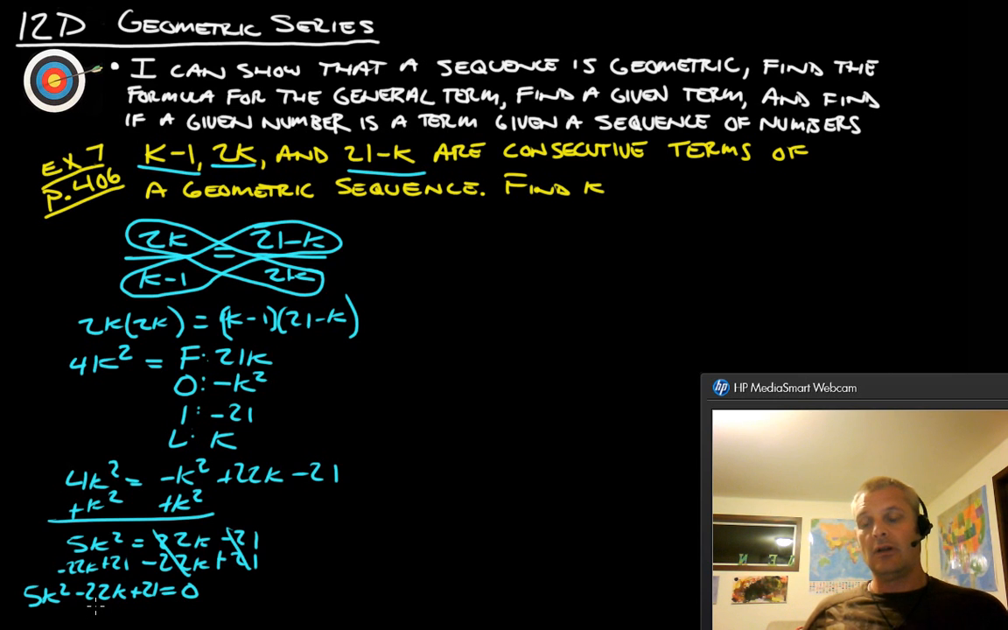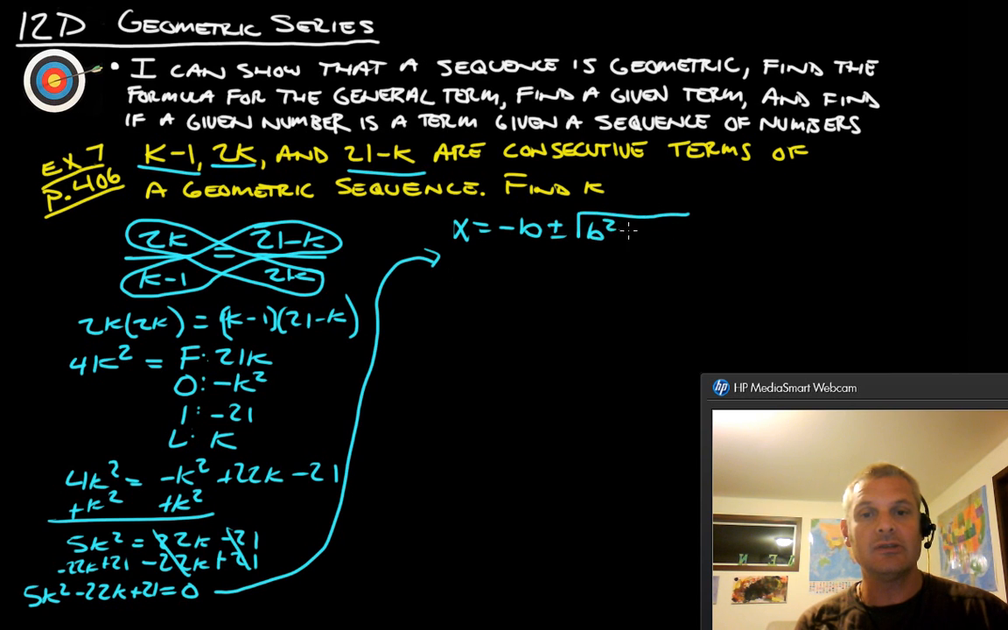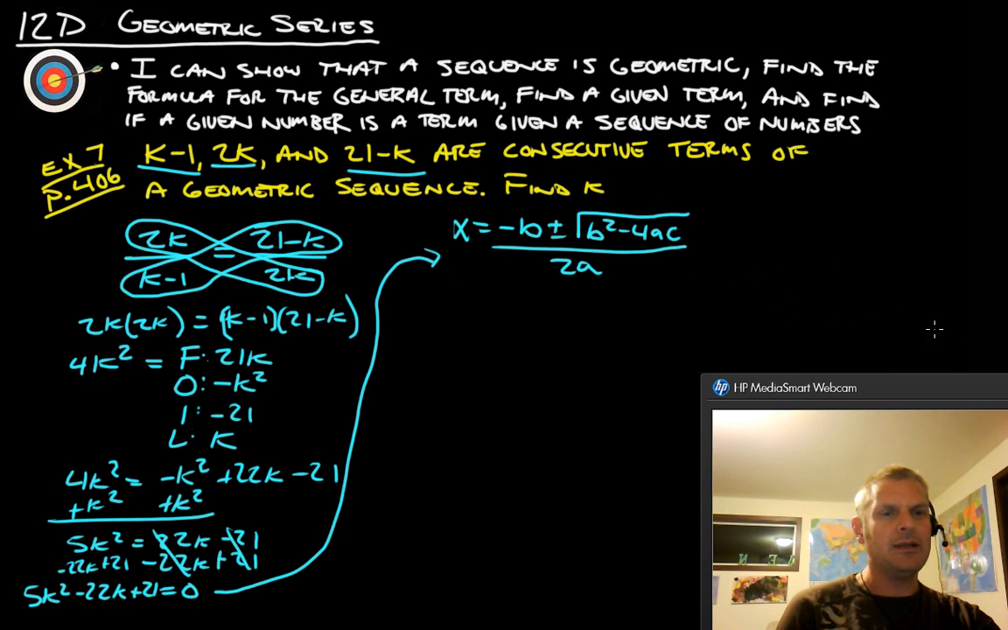We can do a couple different things from here. We can try to factor it, but the leading coefficient isn't 1, so factoring is not going to be terribly pleasant. Another thing we can do is just plug it into the quadratic formula. So I'm going to try that out. The quadratic formula: x equals negative b plus or minus the square root of b squared minus 4ac, all over 2a.